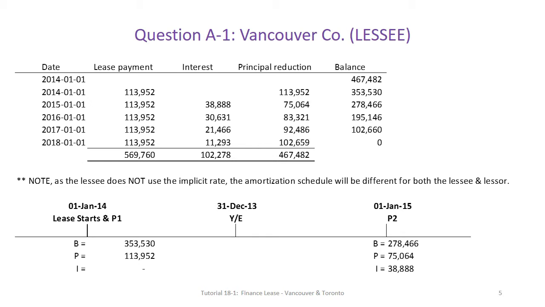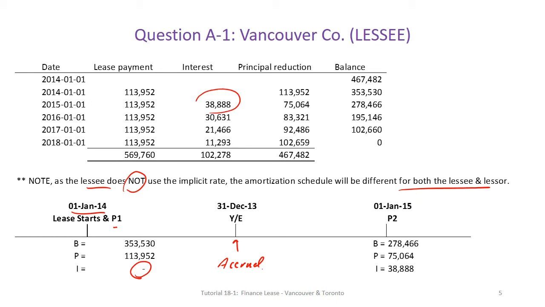The other important thing to note is if you prepared a lease amortization schedule for both the lessee and the lessor, they will be different because the lessee is not using the implicit rate. And if you were to look at this visually, you have a lease starting on January 1st that has no interest because all of that payment is principal, and then we have our year end, at which we will have to do an accrual for the interest, and that's what's happening here.